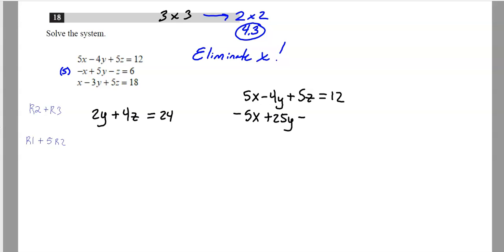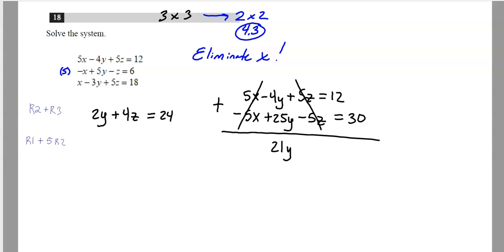25y. Ooh, this is kind of weird. It just wiped out z's as well, which was a very unexpected bonus. That's amazing when that happens. So when I combine these two, x's go away, I get 21y's, z's go away, which really doesn't happen a whole lot, and I get 42. I really got 21y equals 42. Normally, you would have a z in here, and you'd have to solve that smaller system. But somehow we got really lucky.